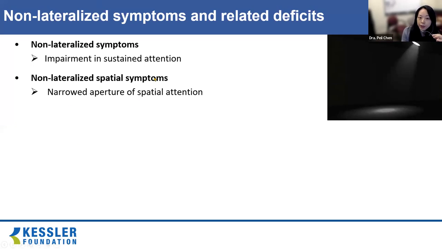There are other so-called spatial symptoms, but they are not lateralized. I put this picture to illustrate it. You can think of spatial attention as a spotlight, and you move the spotlight around in space to different areas. Patients who have spatial neglect have difficulty moving their spatial attention spotlight toward the neglected side, toward the left side. Also, the spotlight of their spatial attention is smaller, a narrowed aperture. You can think of this as smaller in patients who have spatial neglect.